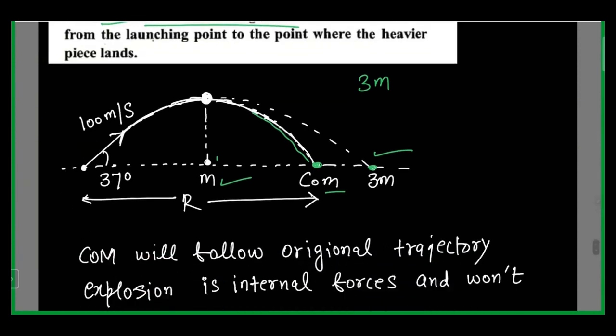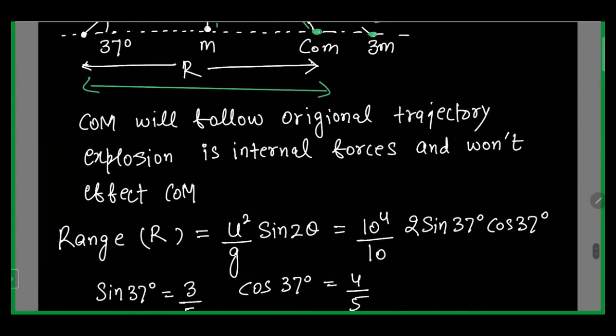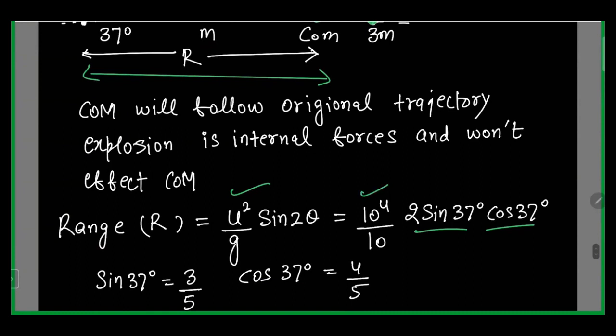Can we locate the position of the center of mass? Can we find out where it is sitting? Yes, we can. In the last class, in the motion in 2D class, I explained what a range is. So this is exactly the range. How do we find the range? The formula for range is u square by g sine 2 theta, or u square by g times 2 sine theta cos theta. U is 100, which means u square is 10 to the 4. G is 10. 2 times sine 37 into cos 37.